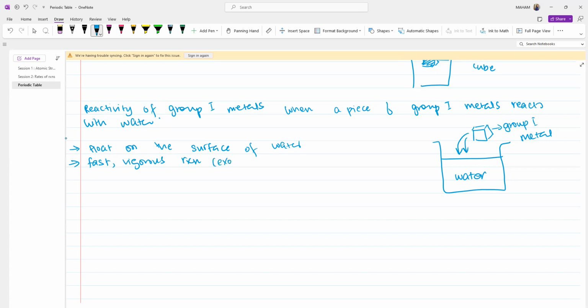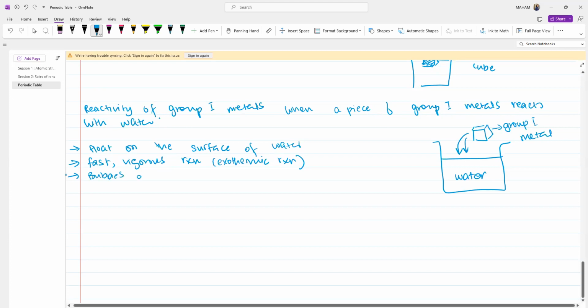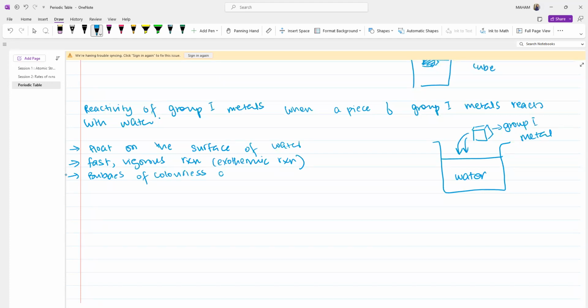And this is going to be an exothermic reaction. Why? Because heat is going to be given off to the surroundings. When this happens, bubbles of colorless gas are going to be formed. What colorless gas is this? Hydrogen. This is going to be a fizzing reaction. Basically, this is your H2 gas. And since it's an exothermic reaction, the temperature of the system rises.